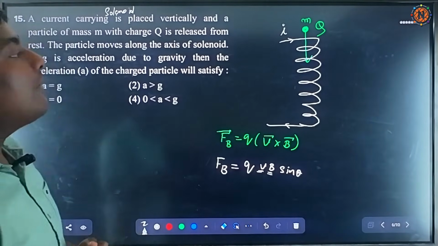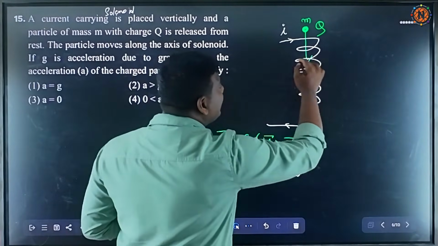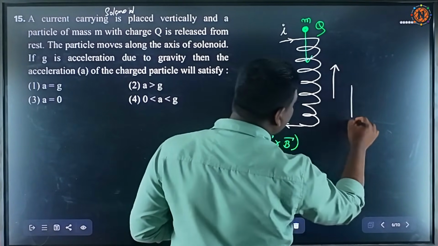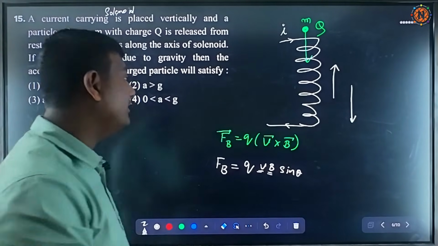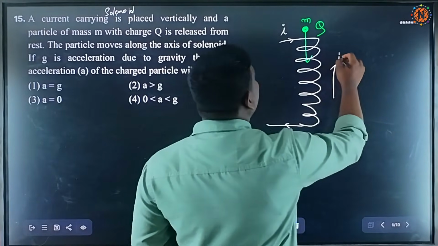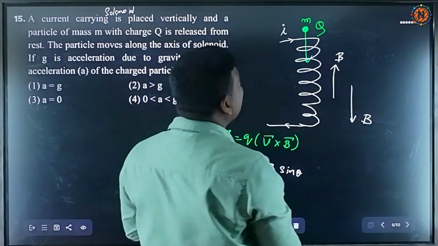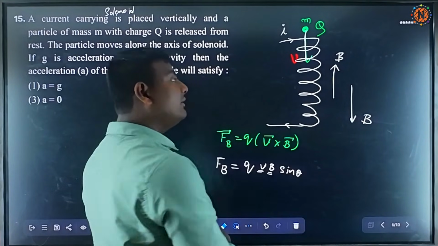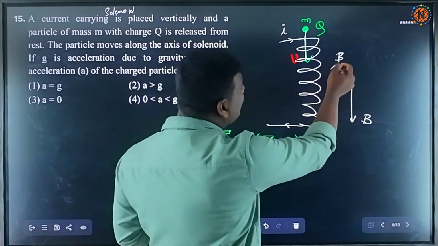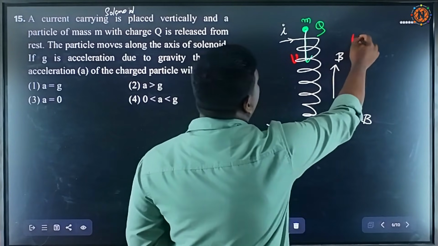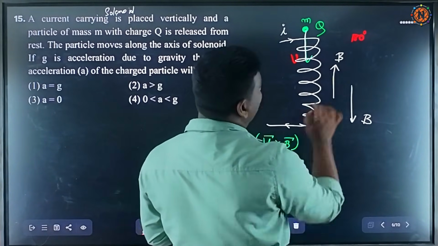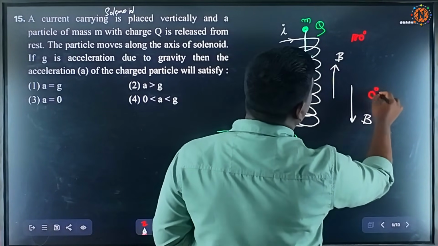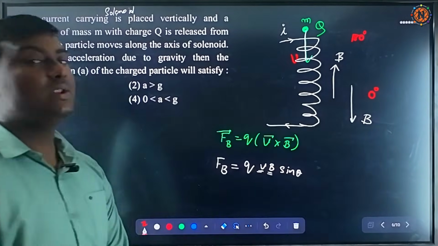The magnetic field inside the solenoid will be either in the upward direction or in the downward direction, depending on the direction of current. Yes or no? So in these two ways the magnetic field can be there. But the charge is moving in the downward direction, so its velocity is always downward. So if the magnetic field is upward, the angle theta between them will be 180 degrees. Or if the magnetic field is downward, then velocity and magnetic field will be in the same direction.